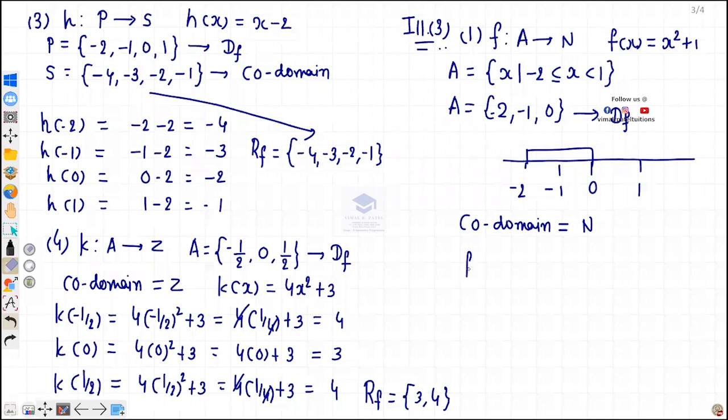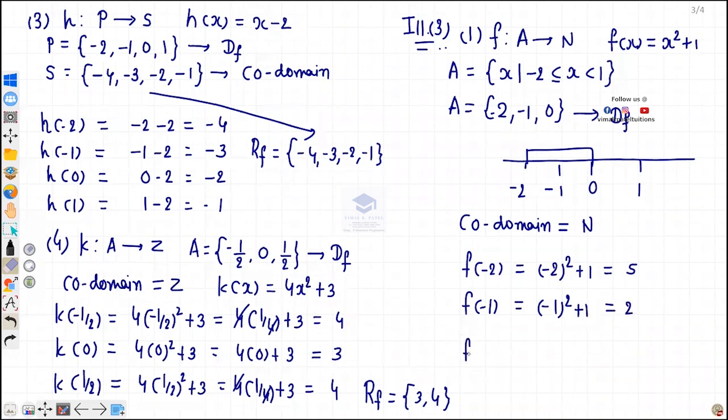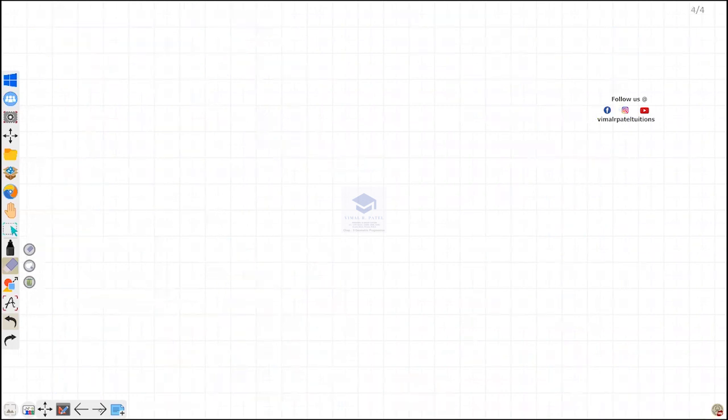Now f of minus 2, instead of x put minus 2: minus 2 square plus 1, which is 5. So the range of the function is 1, 2 and 5. Clear? Or 5, 2, 1 doesn't make any difference. Okay, clear? Yes sir.